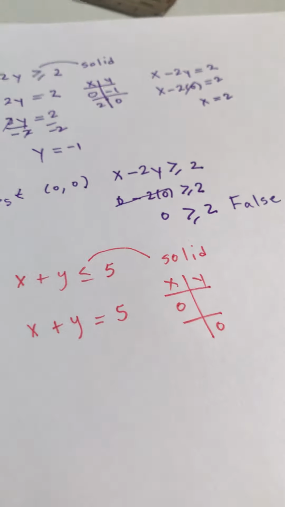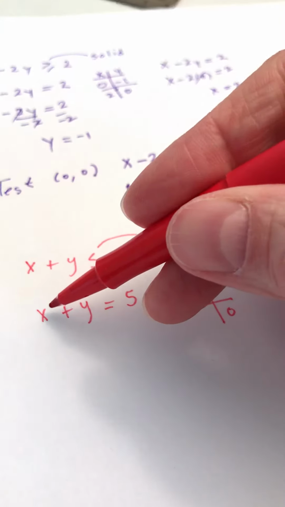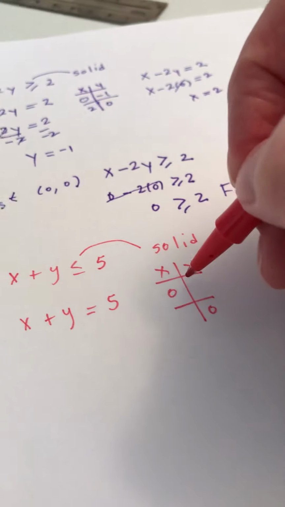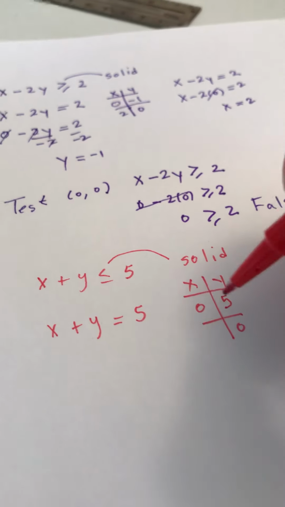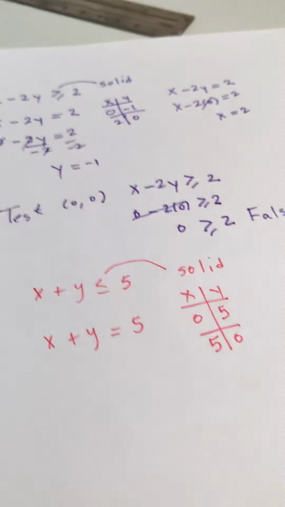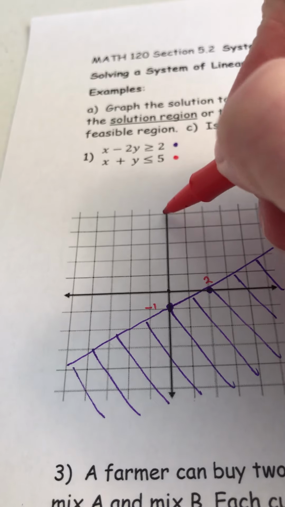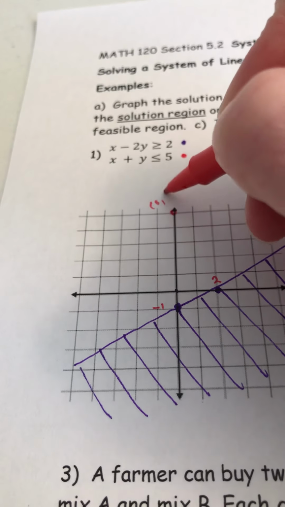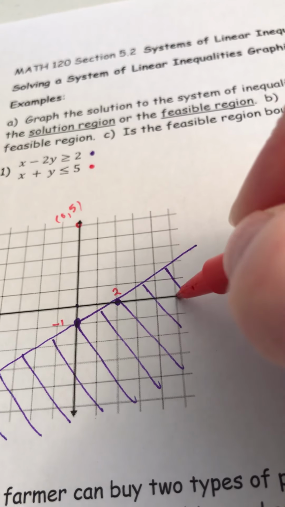Put my intercepts in there. So can you tell me when I put x equals 0, what I get for y here? A 5. If I put y equals 0 in there, what do I get for x? A 5. So 0, 5, 5, 0. I'm going to come over here. 0, 1, 2, 3, 4, 5 is here. And 5, 0 is 2, 3, 4, 5, 0 is right here.